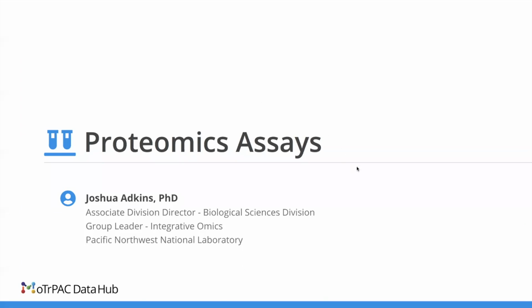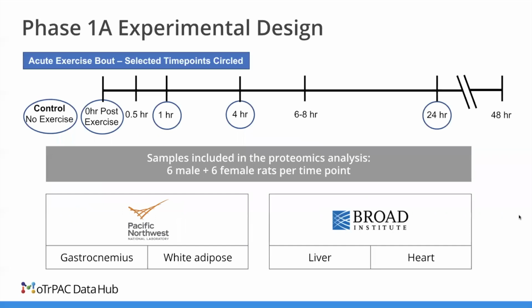I'm Josh Adkins. I am the Associate Division Director in the Biological Sciences Division and Group Leader of the Integrative Omics Group at Pacific Northwest National Laboratory. And today I'm just going to emphasize the data that is in the public release available to you for this RFA.